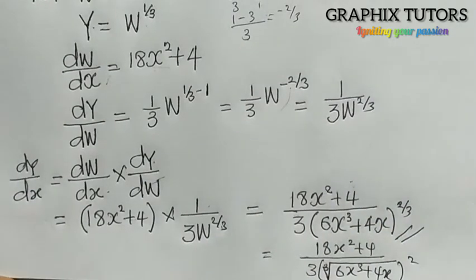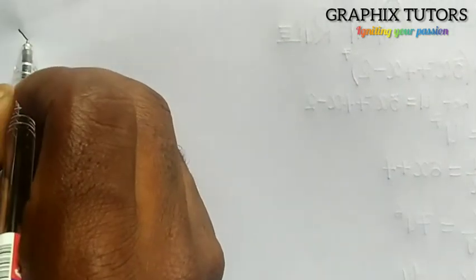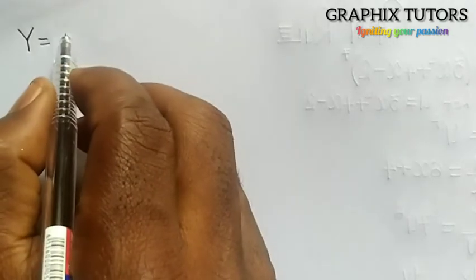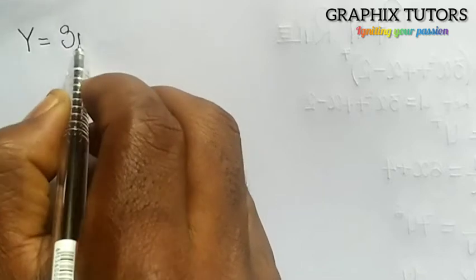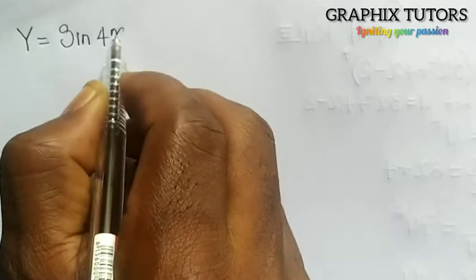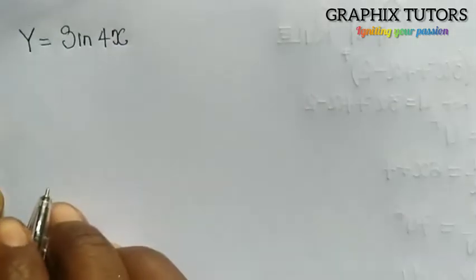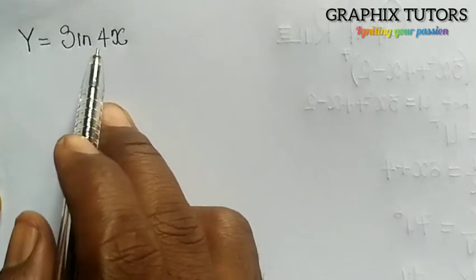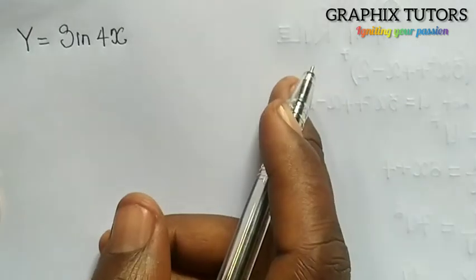So for case 3, we have trigonometric functions. Now for instance, if I say that my y is equals to sine 4x, and I want to differentiate it. You should know things like this. You can use chain rule to solve it.